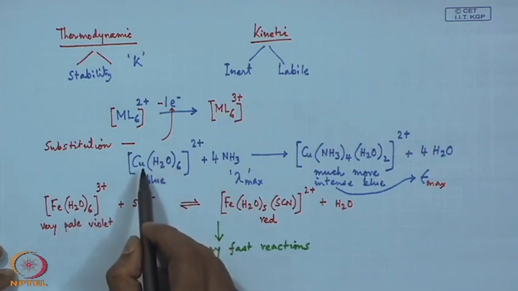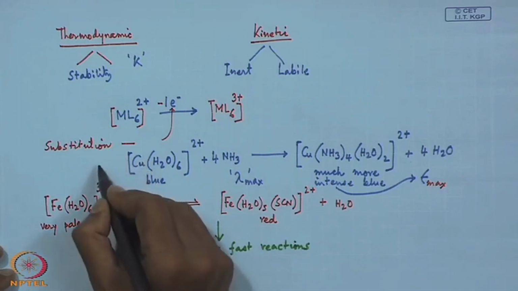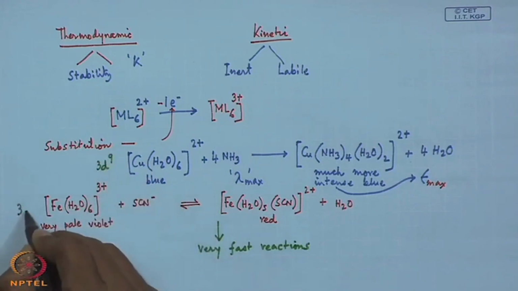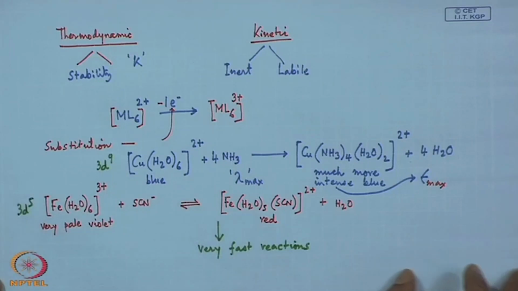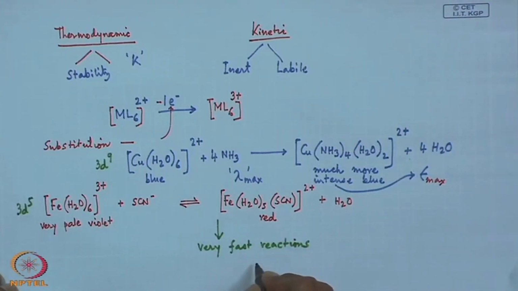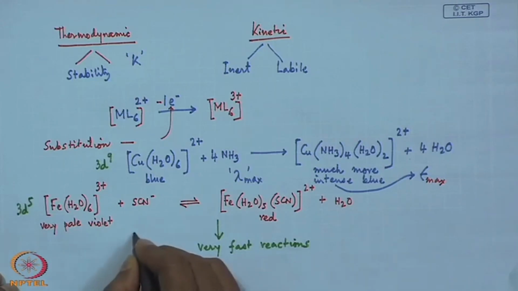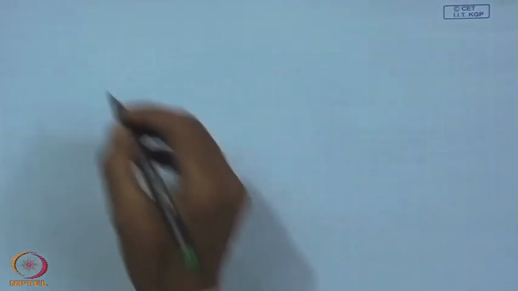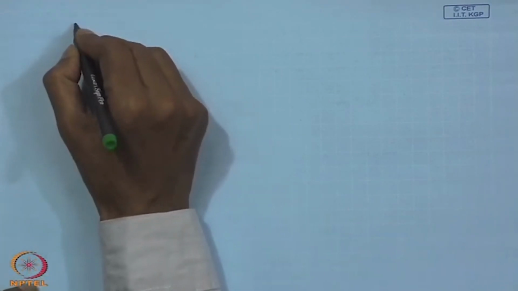These aqua compounds have particular electronic configurations, this is 3d9 and this is 3d5. So, these two electronic configurations can tell us they have very fast ligand substitution reactions, therefore, they are kinetically labile complexes. So, the complexes which we are talking about here are labile in nature.